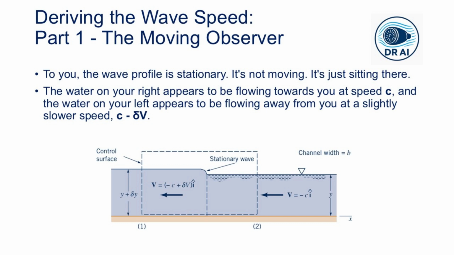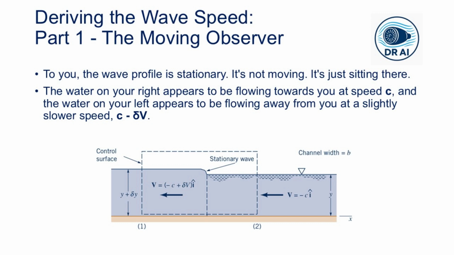But now here is the brilliant trick. Imagine you are an observer moving along the bank at exactly the same speed as the wave, c. What do you see? To you, the wave profile is stationary. It's not moving. It's just sitting there. The water on your right appears to be flowing towards you at a speed c, and the water on your left appears to be flowing away from you at a slightly slower speed, which is denoted as c minus delta V. So by shifting our perspective, we have transformed an unsteady problem into a steady one.